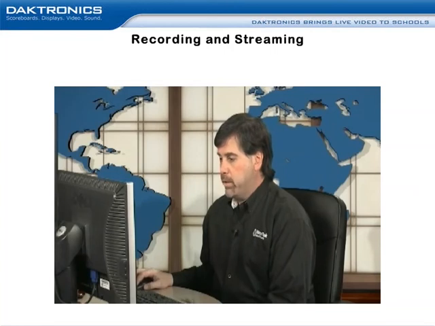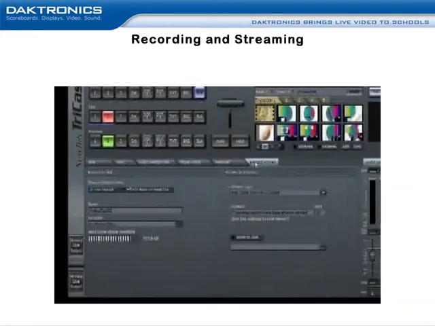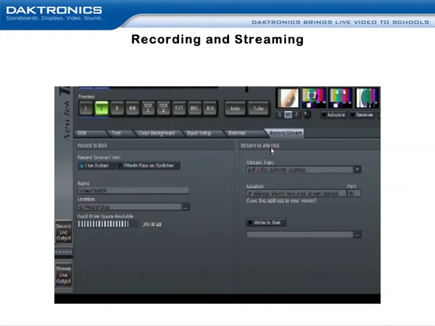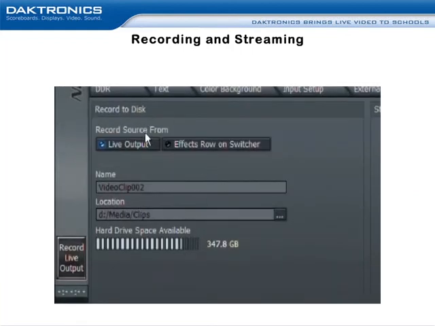Now let's talk about recording and streaming the final output of the TriCaster. Let's go to the Record and Stream tab, and we've got two sections. We have our Stream to Internet section and our Record to Disk section. Now, recording to disk allows us to record the final output of the TriCaster, and we have two options here.